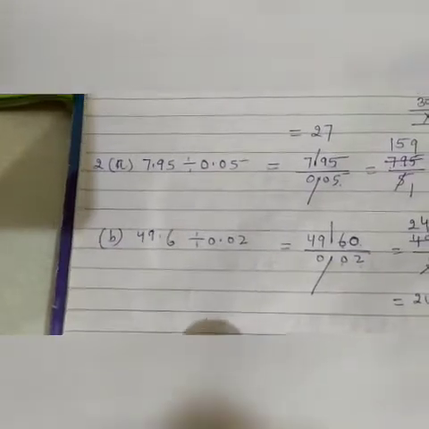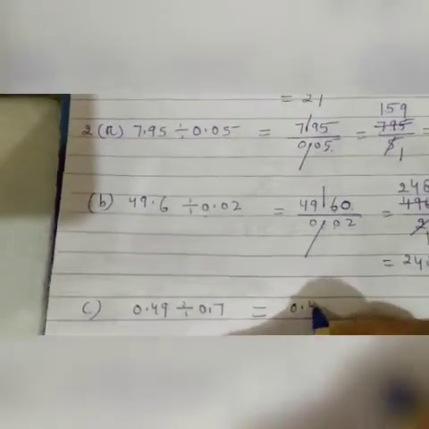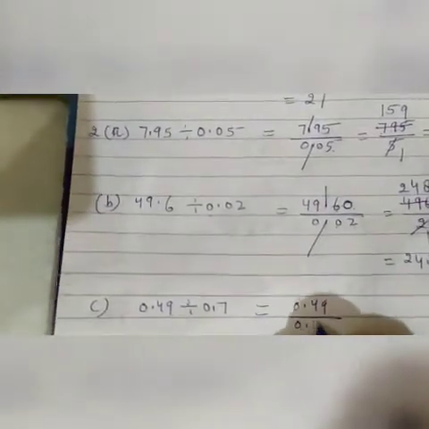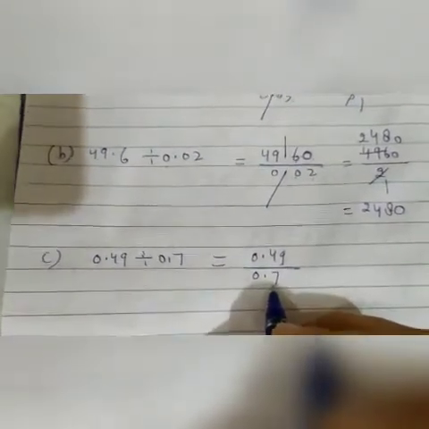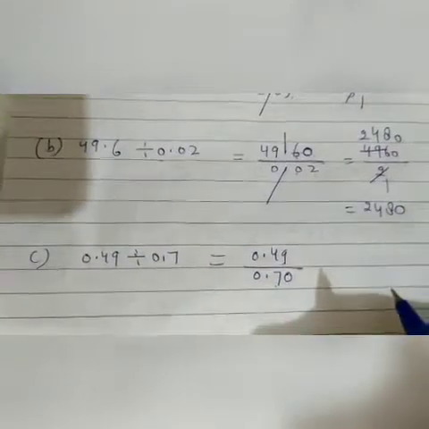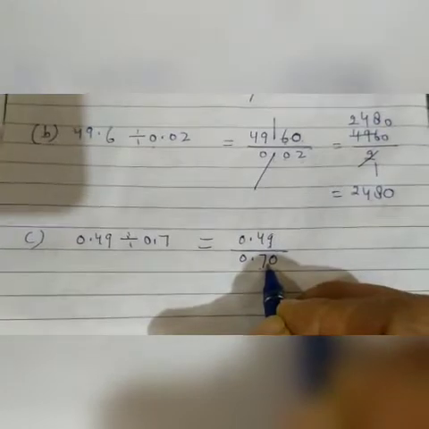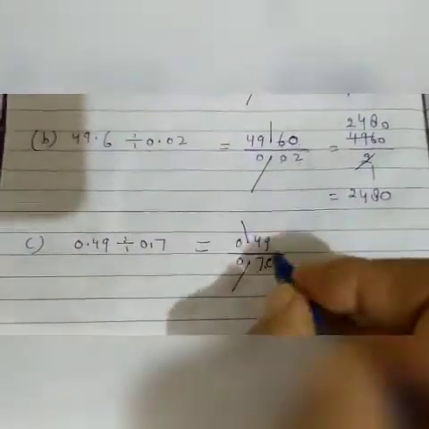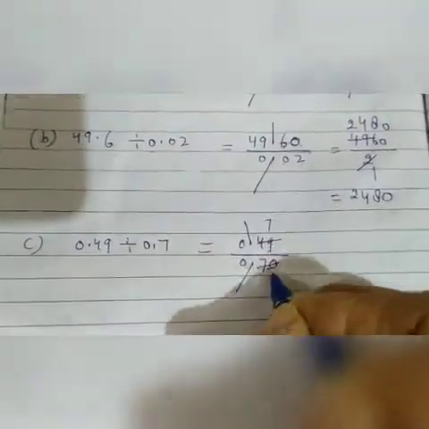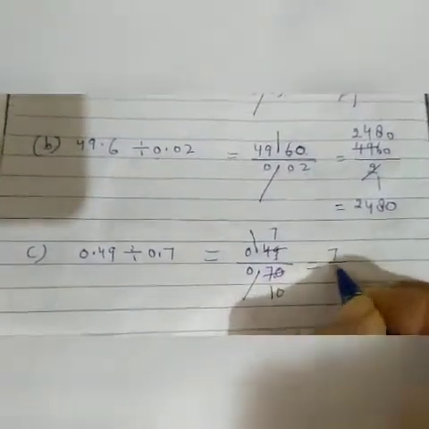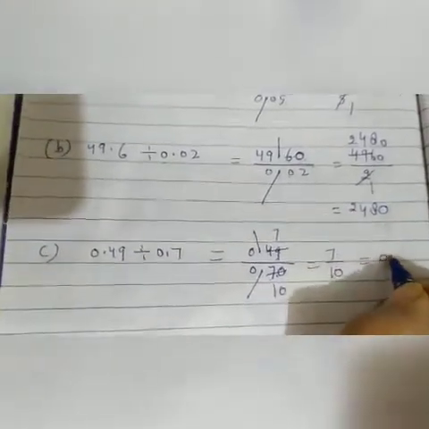0.49 divided by 0.7. 0.49 upon 0.7. In the numerator after the decimal 2 digits, in the denominator after the decimal 1 digit. So we will multiply by 10 first. Now the numerator and denominator both have 2 digits after the decimal, so the decimal cancels. It is 49 and it is 70. 7 7 ja 49, 7 1 ja 7, 0. It is 7 upon 10, and when we divide this 7 by 10, we will get 0.7.